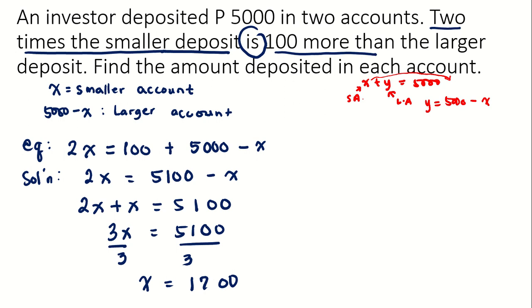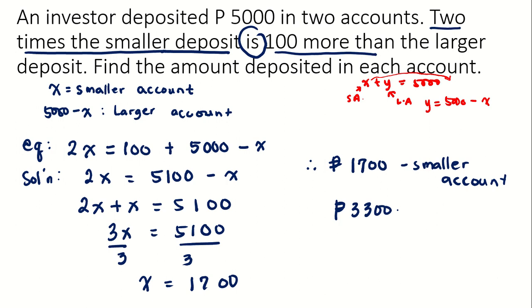So x is equal to 1,700. Now let's go back to our question. If x is 1,700, therefore the smaller account is 1,700. On the other hand, the larger account is 5,000 minus x, which is 5,000 minus 1,700, which is 3,300. This would be our larger account.